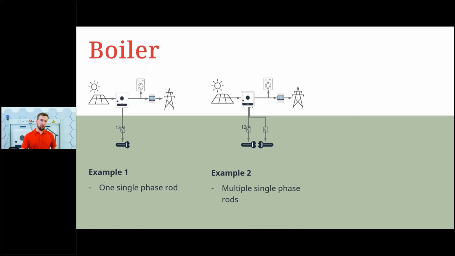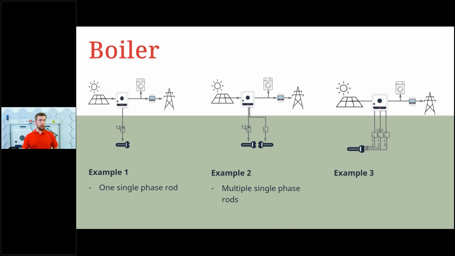Our third example would be for a larger boiler where I have one multi-phase heat rod, where I then switch the individual phases of that heat rod via a separate I/O. That is, of course, an option, and that way I get more of a stepped solution where I can follow my surplus or production curve a little better and really get behind that curve using most of my energy available.